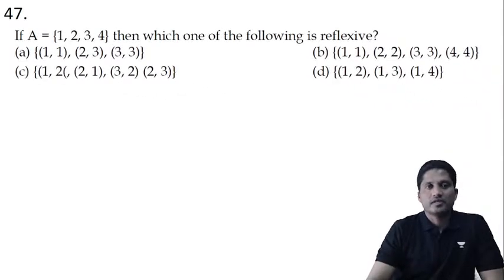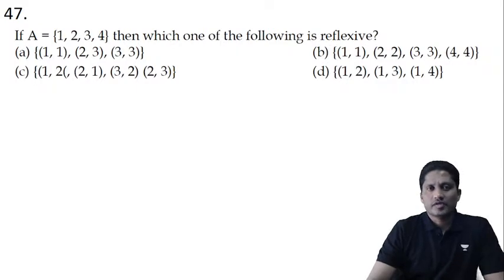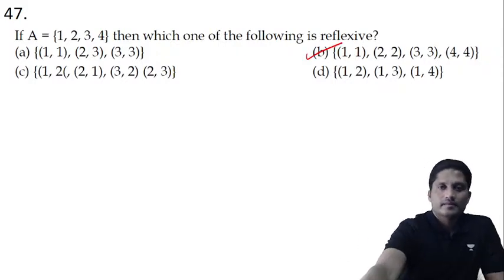Question number 47. Which one of the following is reflexive? 1, 2, 3, 4, right? 1, 1, 2, 2, 3, 3, 4, 4. All should be there. Answer is option B. Right? Question number 48.